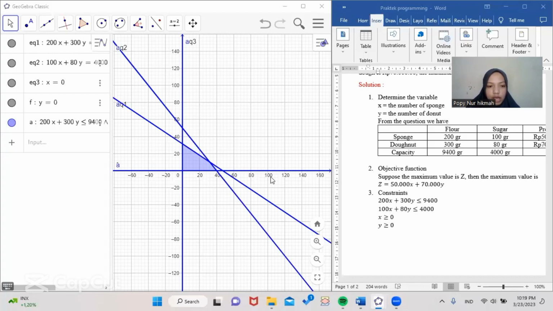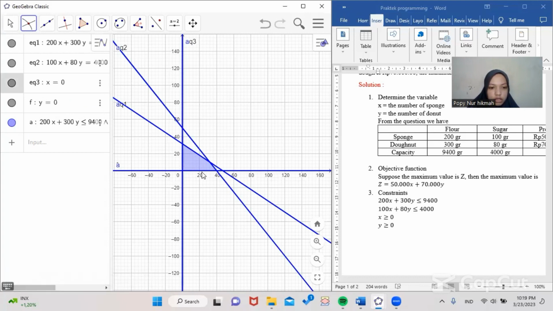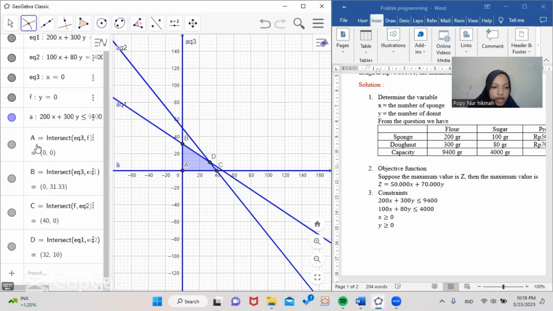After we have the feasible area, then we have to find the vertices of this feasible area. So we can use the intersections of this equation and this equation. This is vertex A, this is B, this is C, and this is D. A is (0, 0), B is (0, 31.33), C is (40, 0), and D is (32, 10).